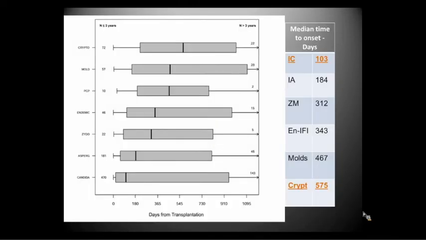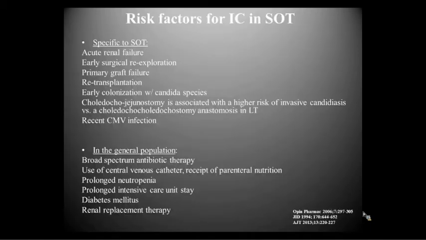Another thing to remember, which can help you gauge what the infection might be, is that, as I said, invasive candidiasis is something that's going to happen early. Cryptococcus is typically a very late occurring infection. In this study, when they looked at median time to onset of cryptococcosis, it was 575 days. So typically it occurs really late after transplant, not something that happens early.